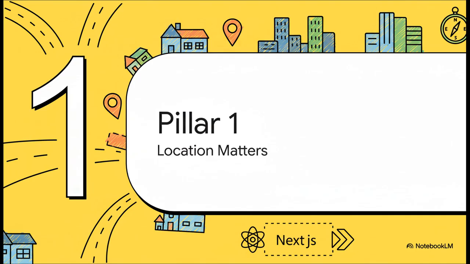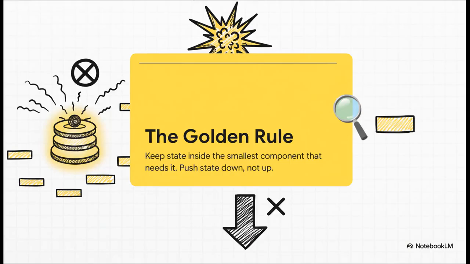Just like in real estate, where you decide to put your state pretty much determines everything that follows. Its performance, how easy it is to maintain, all of it. And here it is, the absolute golden rule. Your first thought, your default setting, should always be to keep state tucked away inside the smallest possible component that actually needs it. Think about it. Every single time you decide to lift state up, you're basically inviting a whole bunch more components to re-render, creating this huge blast radius for every little update.